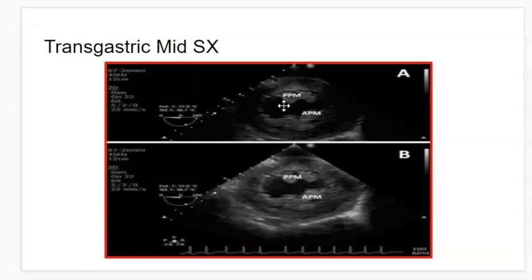This is the transgastric mid-short axis view. This will be on the test. And as you can see, when we cut through with transesophageal echo, I'm going to show this on the video, you can see that the posterior wall of the heart is actually facing upwards, where the anterior is facing down. And that's just because of the way we're cutting through, which is different than transthoracic.